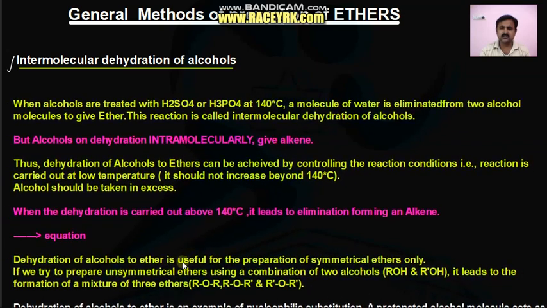We saw the equations. Now let us see one more thing here: dehydration of alcohols to ethers is said to be useful for the preparation of symmetrical ethers. I have already shown you. Symmetrical ethers means both the alkyl groups in the ether formula should be the same. If you try to prepare unsymmetrical ones, what will happen? Using a combination of two alcohols, R-OH and R'-OH, a mixture of three ethers is obtained, that is ROR, ROR', R'OR', which I have shown to you.